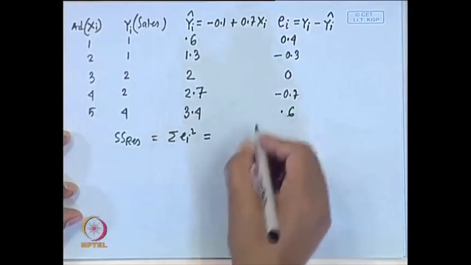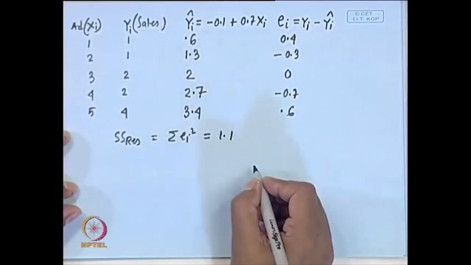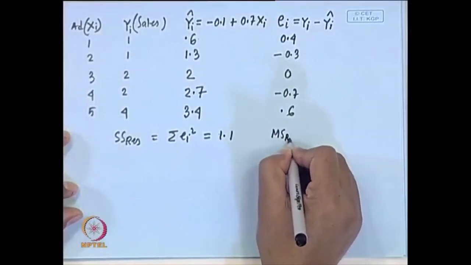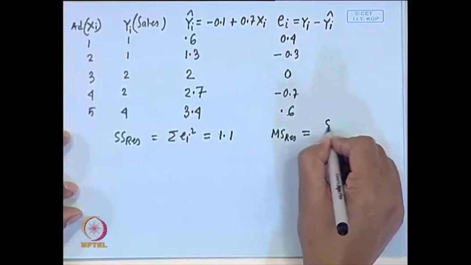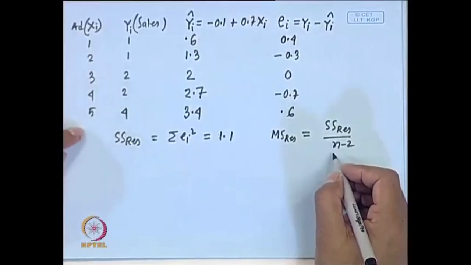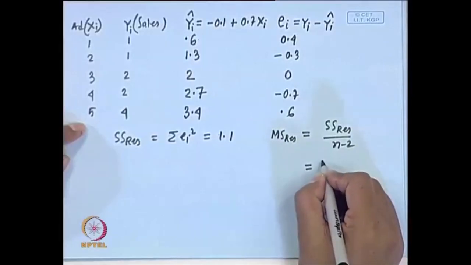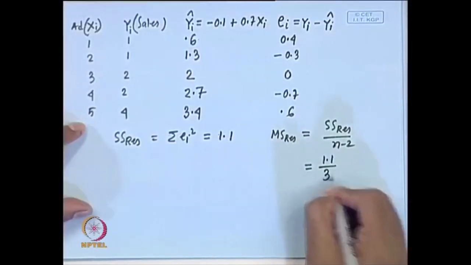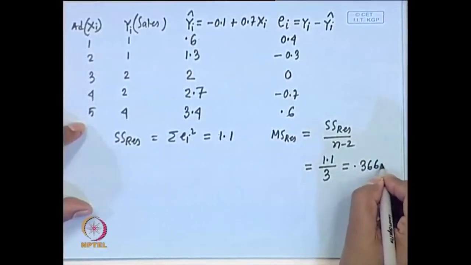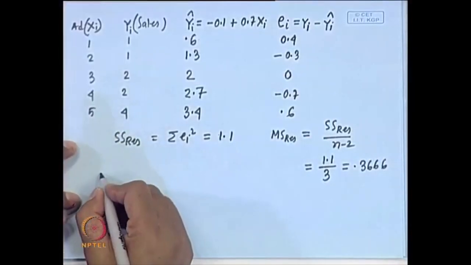It can be proved that from here you can compute this. This is equal to 1.1, and here MS residual is SS residual by n minus 2. Here n is equal to 5, we have 5 observations. So, n minus 2 equal to 3. So, this is equal to 1.1 by 3, which is equal to 0.3666.